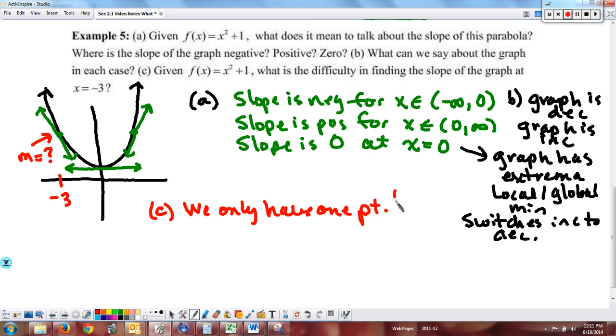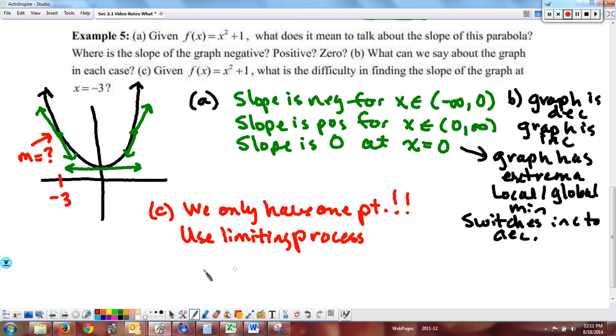So just like the Usain Bolt example, in order for me to find this slope at -3, I don't have 2 points. So what we're going to have to do here, and kind of the difficulty and what's going to bring calculus in, is this idea that we're going to have to use a limiting process.